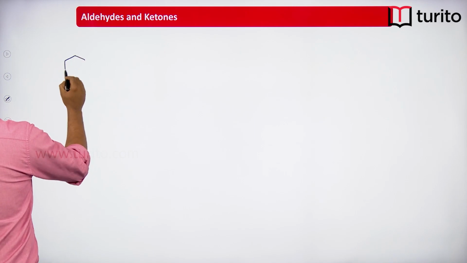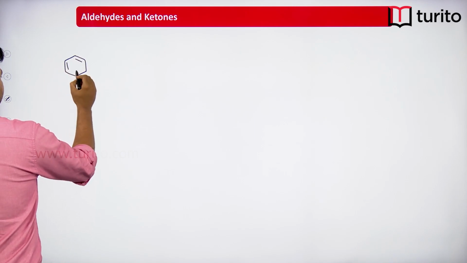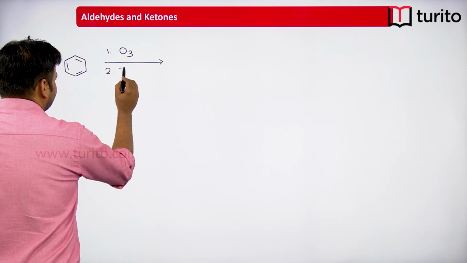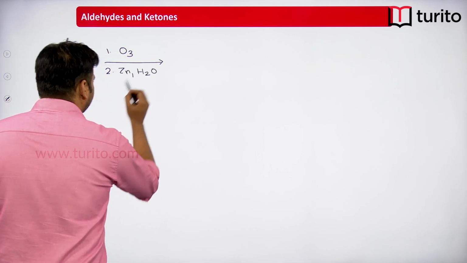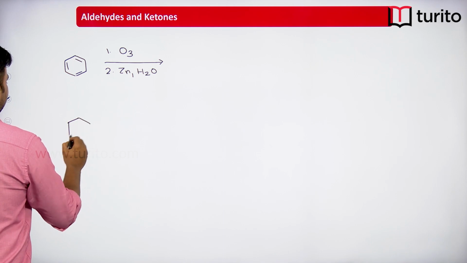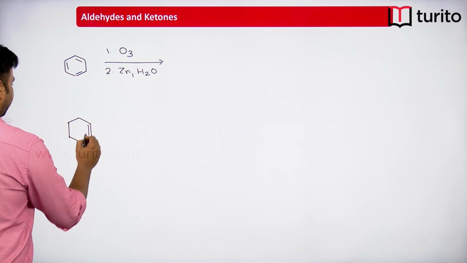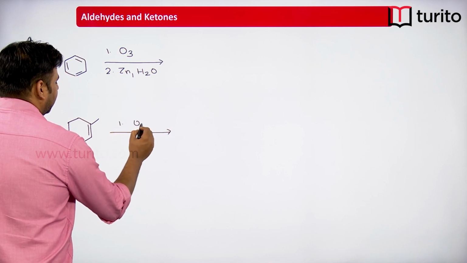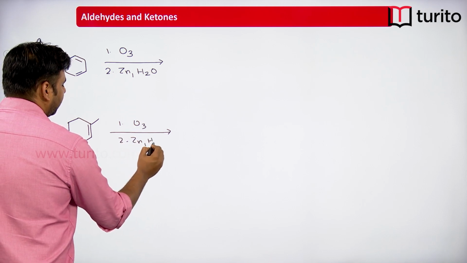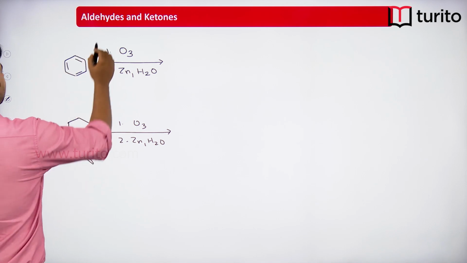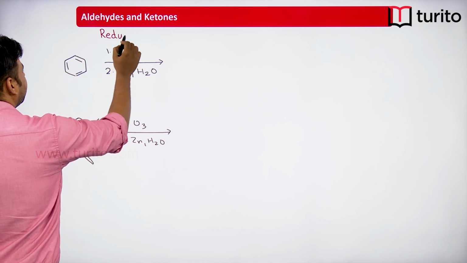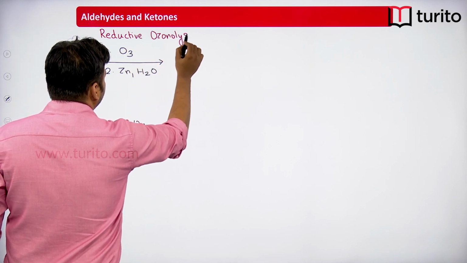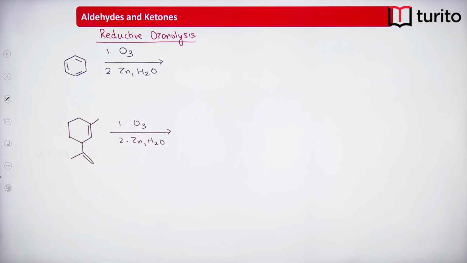Suppose we have a molecule of benzene and we are doing a reductive ozonolysis. In reductive ozonolysis first we add ozone and in the second step we add zinc and water. Just write the product. And then suppose we take this molecule and again carry out a reductive ozonolysis. These are a few examples of reductive ozonolysis. Just write the product.